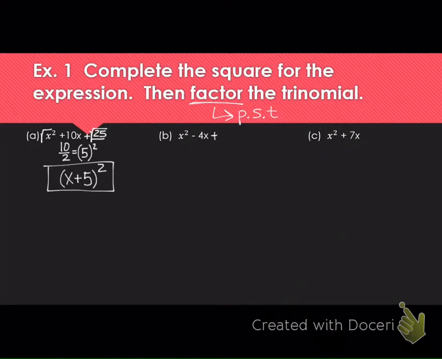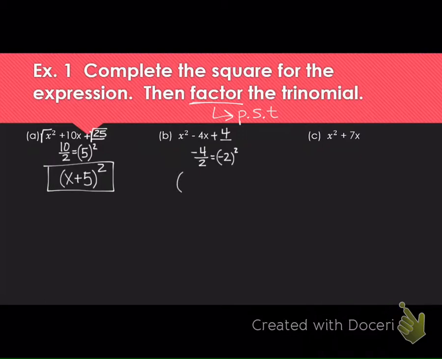Now, let's try it again on letter B. First thing we do, we add a plus sign and we add a line. What is the B value this time that we are going to divide by 2? -4. So everybody write -4 divided by 2. And what does that equal? -2. I'm going to put it in parentheses and I'm supposed to square it. Well, what's the square? Oh, it's -2 squared. 4. So 4 is going to go in my blank.